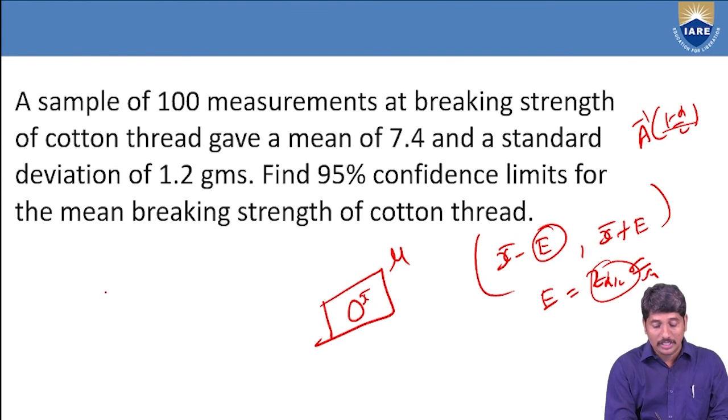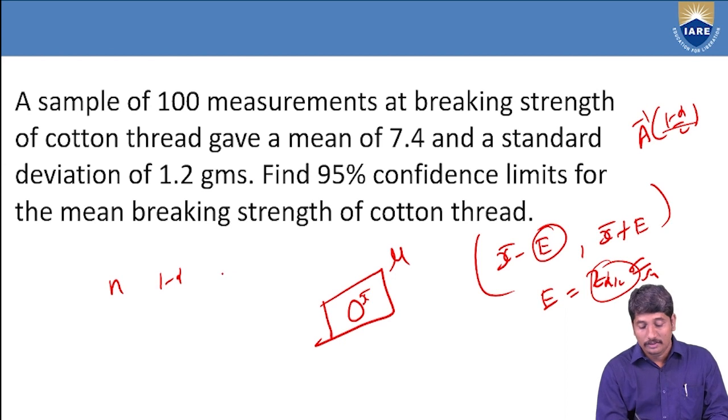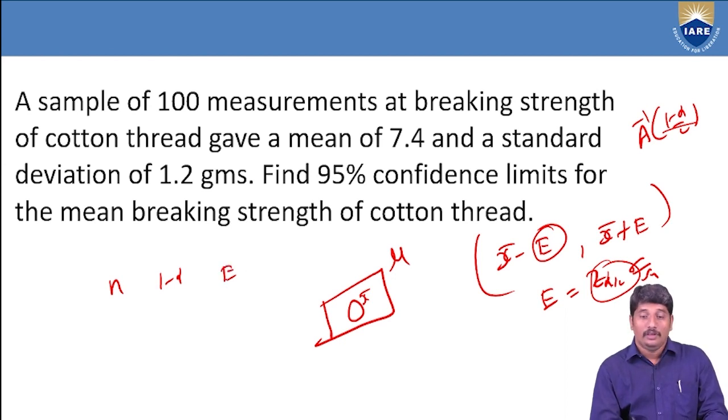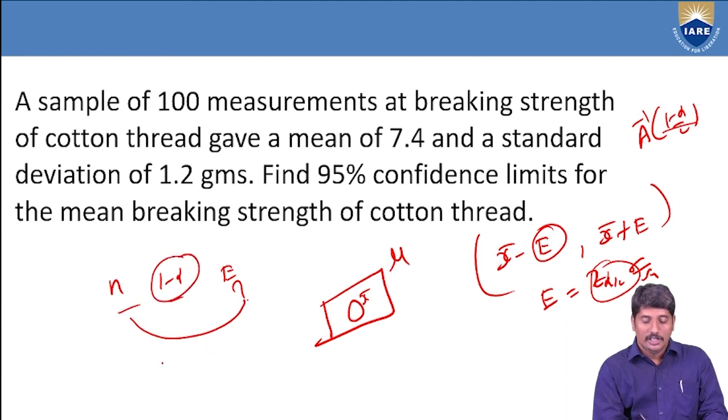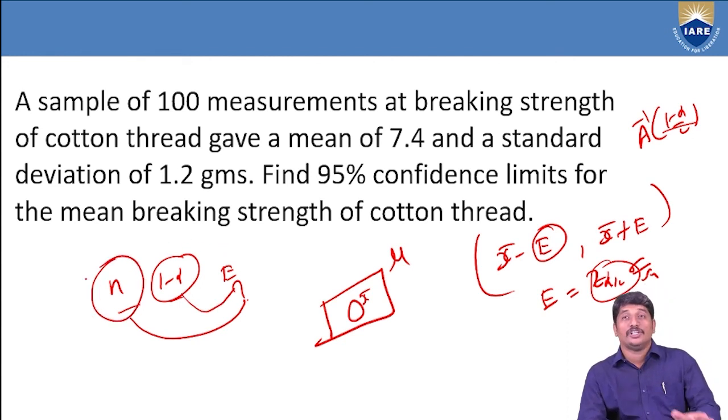So let us summarize the things. There are three important things: n, 1 minus alpha, and maximum error. If n and 1 minus alpha are given, we have to find the maximum error. If n and E are given, we have to find 1 minus alpha. If 1 minus alpha and E are given, we have to find the sample size. So there are three different kinds of variations. By using any two of this triad, that is n, 1 minus alpha, E, we can go for the third thing. That is the advantage of confidence intervals.